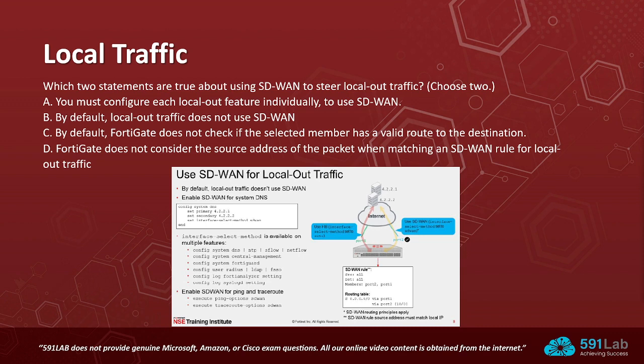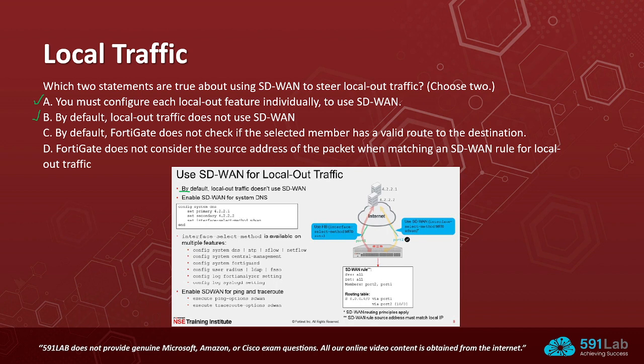If we take a look at our options, the first one is you must configure each local out feature individually to use SD1. This one is correct. As you saw in the picture, this is part of the concept. So the next one is by default, the local out traffic does not use SD1. As you saw there in the picture, this one is about the concept too. So our letter A and letter B are our answers, but let's see the other ones.